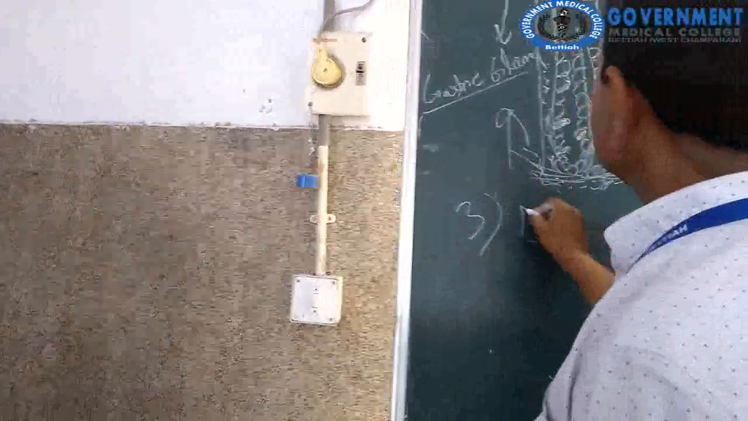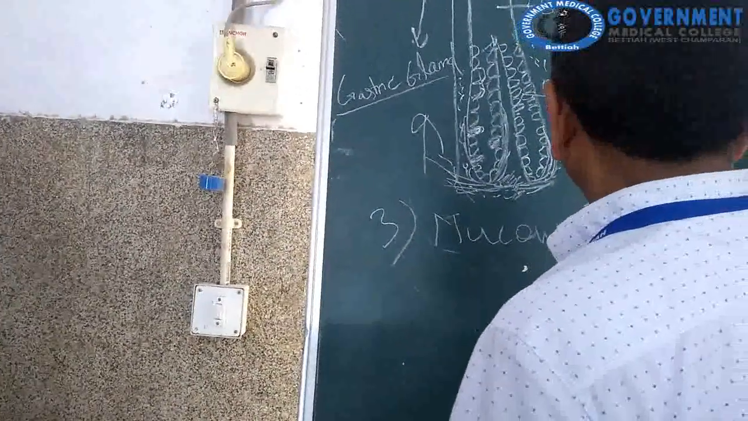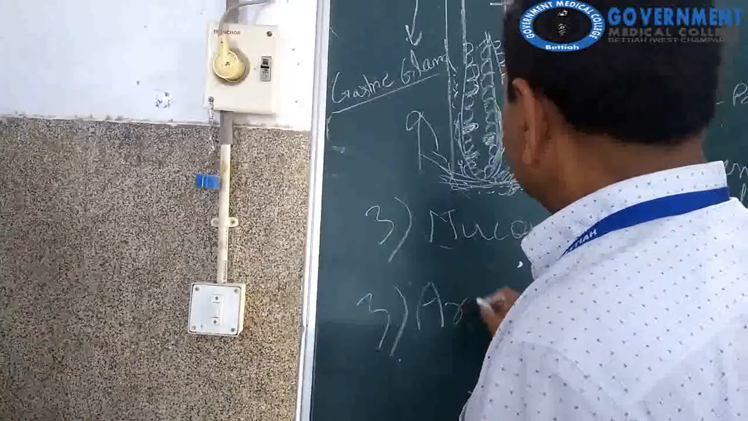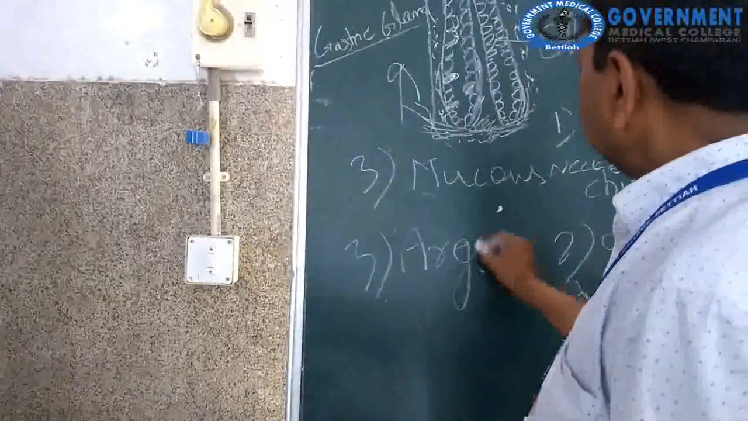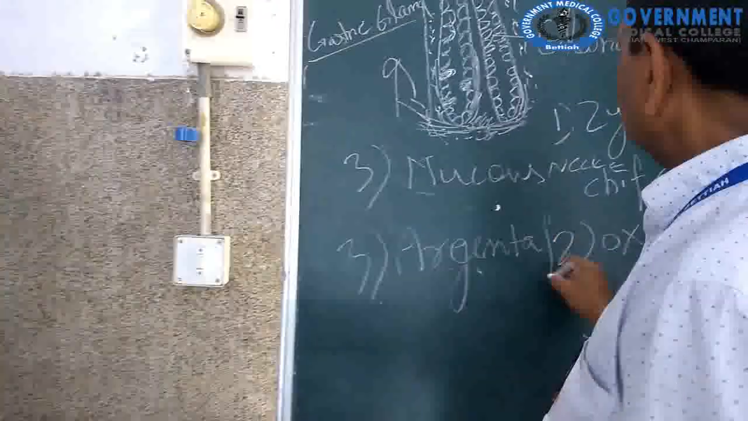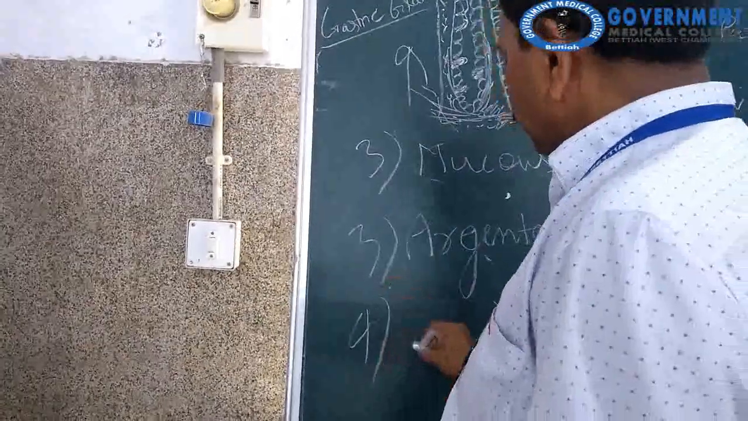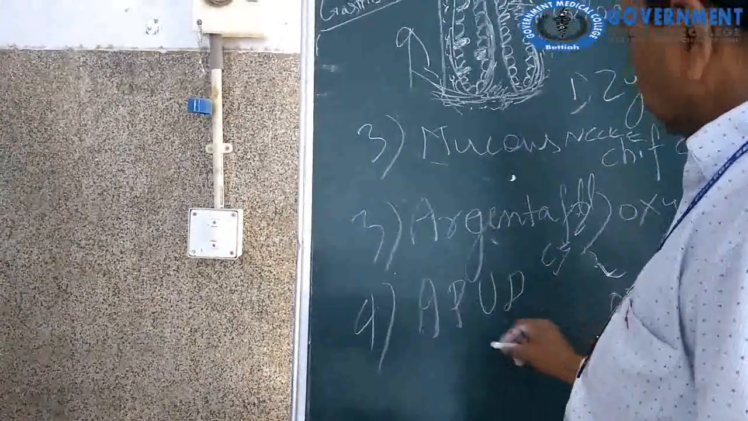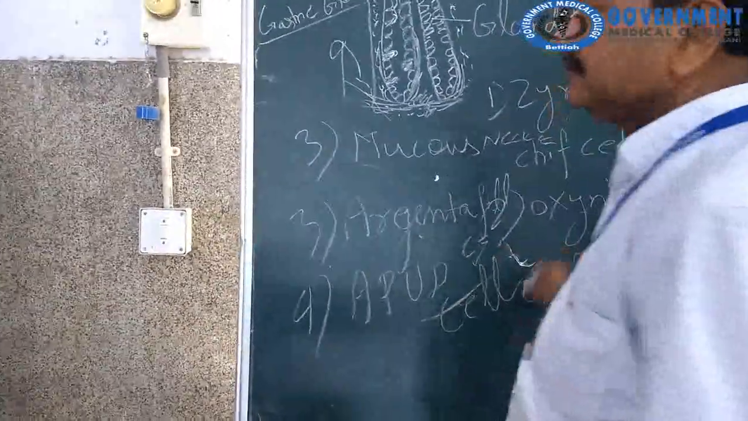Third is mucous neck cell. Third is argentaffin cell. You have to remember all these cells. Argentaffin cells. Fourth is APUD cells. I am going to explain each and every cell separately. Don't worry.